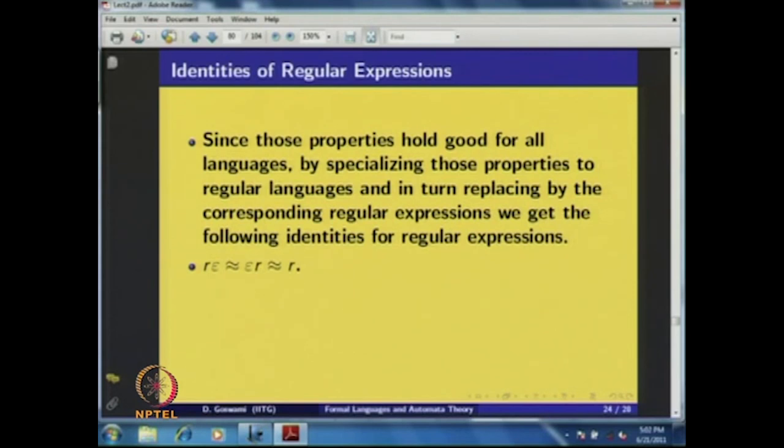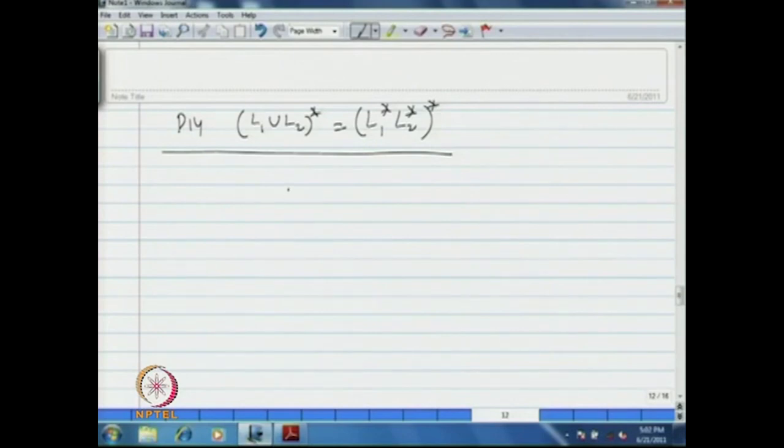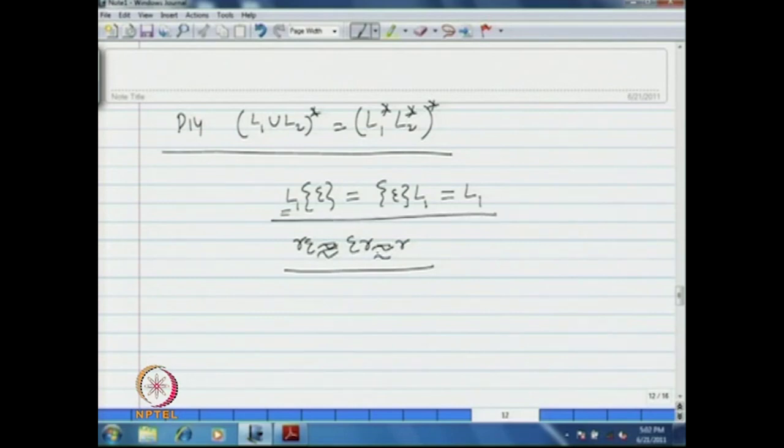R epsilon is equivalent to epsilon R, which is equivalent to R. That means we have considered the property L1 concatenation with epsilon is equal to epsilon concatenation with L1, which is exactly L1. So, suppose R is a regular expression for L1 and epsilon is a regular expression for singleton epsilon, this is equivalent to singleton epsilon and the corresponding regular expression for L1 is R, this is equivalent to R. So, this equivalence we have got from the properties of the language.